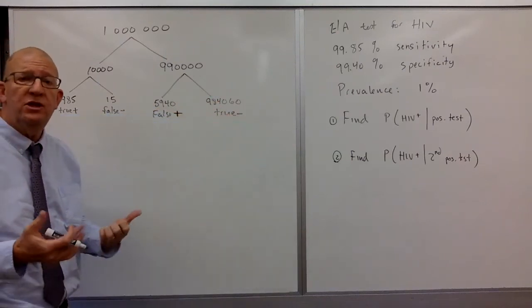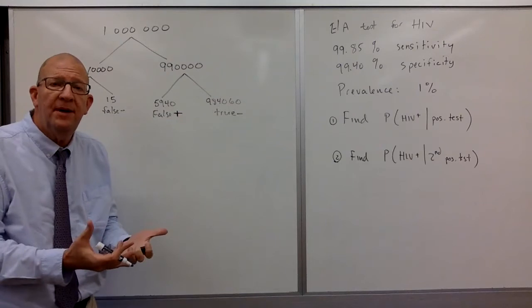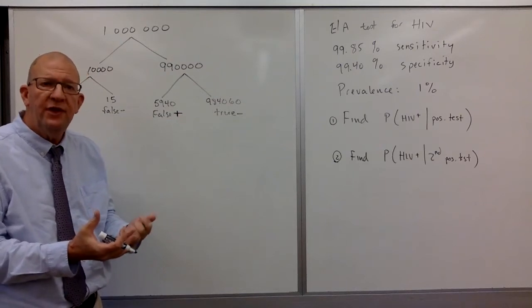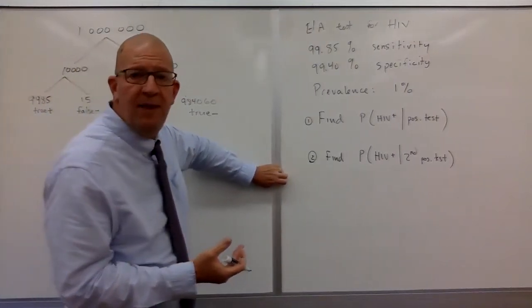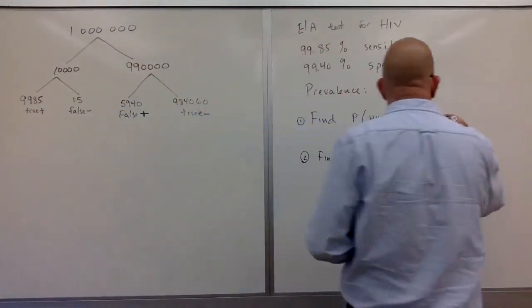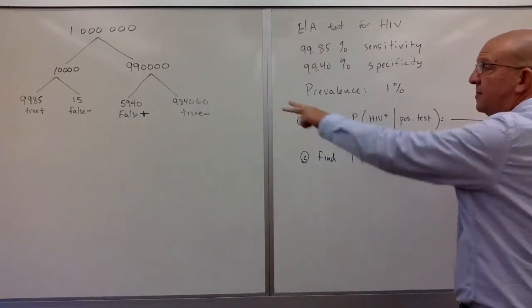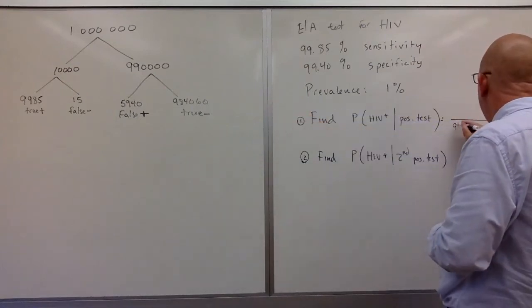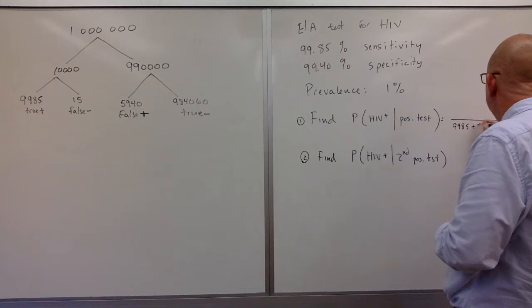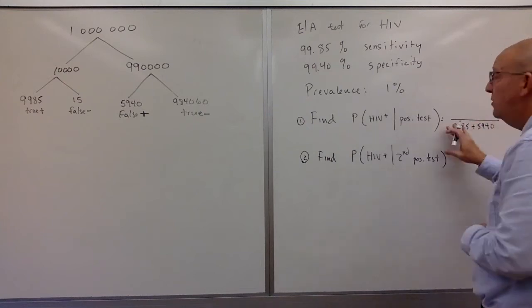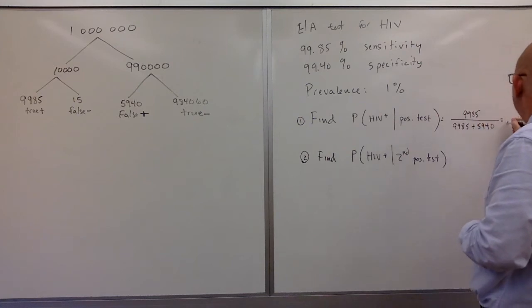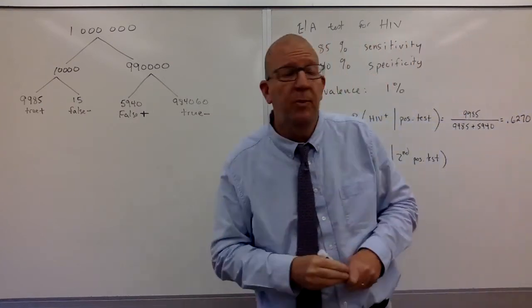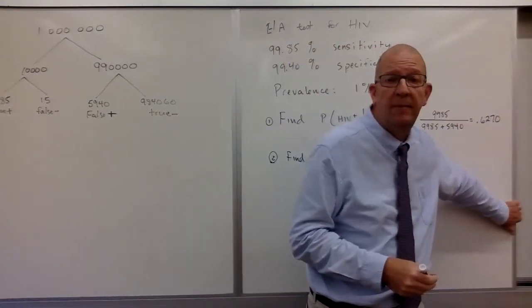Okay, so let's answer the first question. Find the probability that you're HIV positive given the positive tests. Oh, I think we can do that, don't you? Because we know how many positive tests we have. What's our denominator? It's the positive tests. 9985 plus 5940. Now of those, how many are actually positive? 9985. That comes out to be about 0.6270, or about 62.7%.